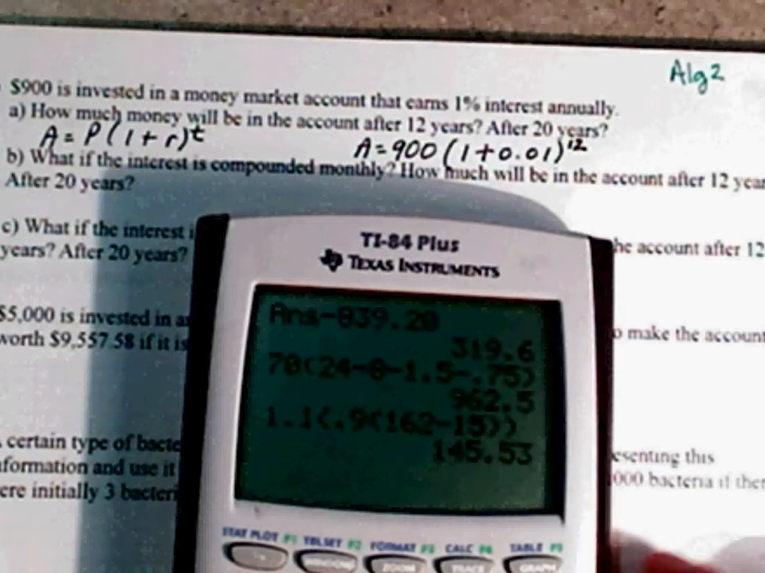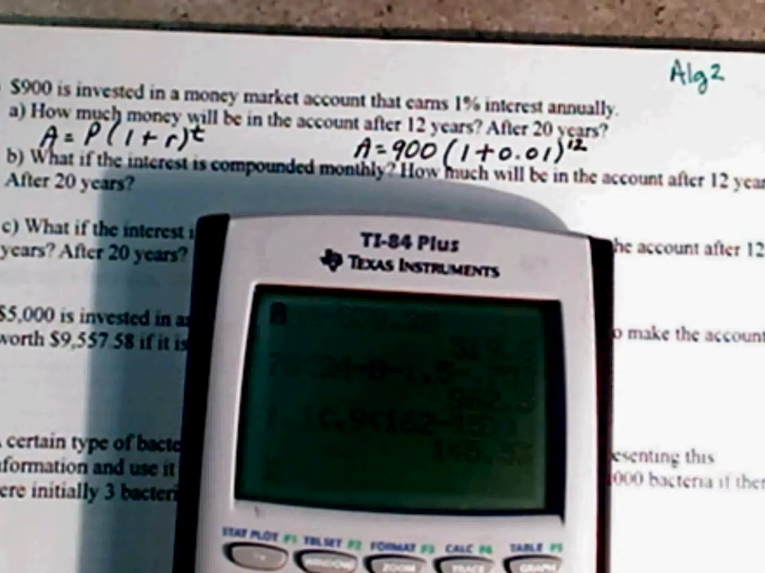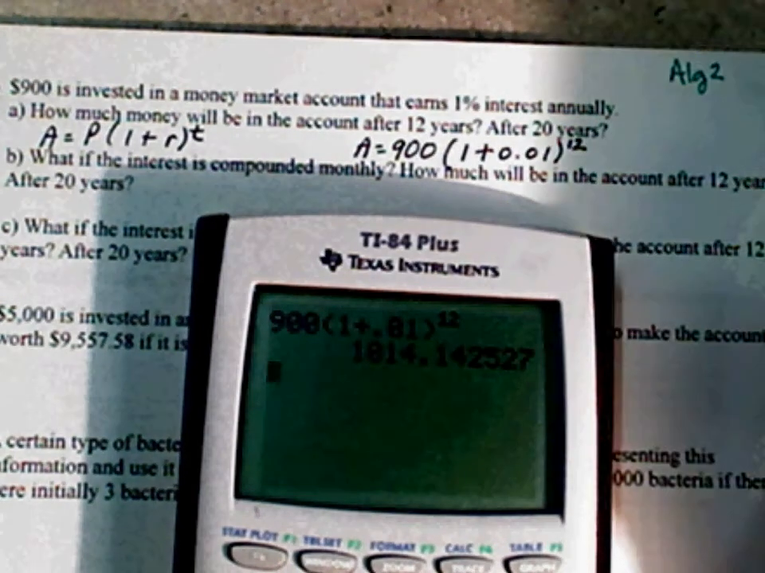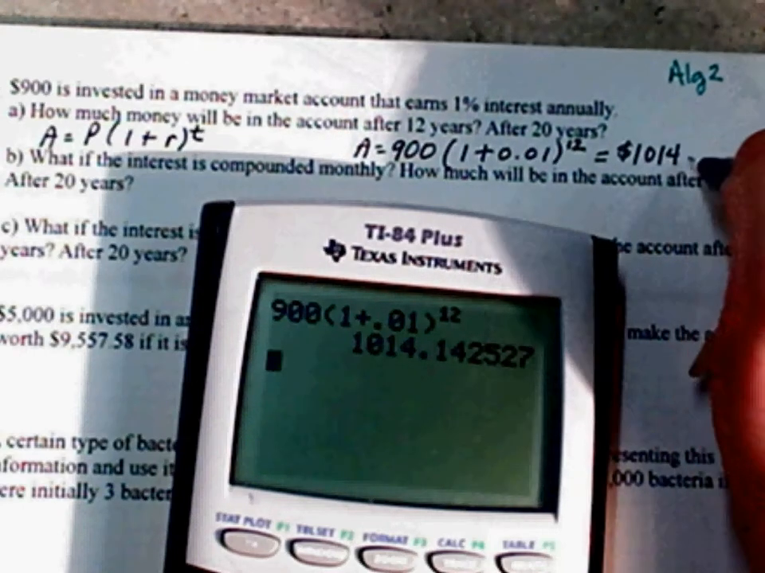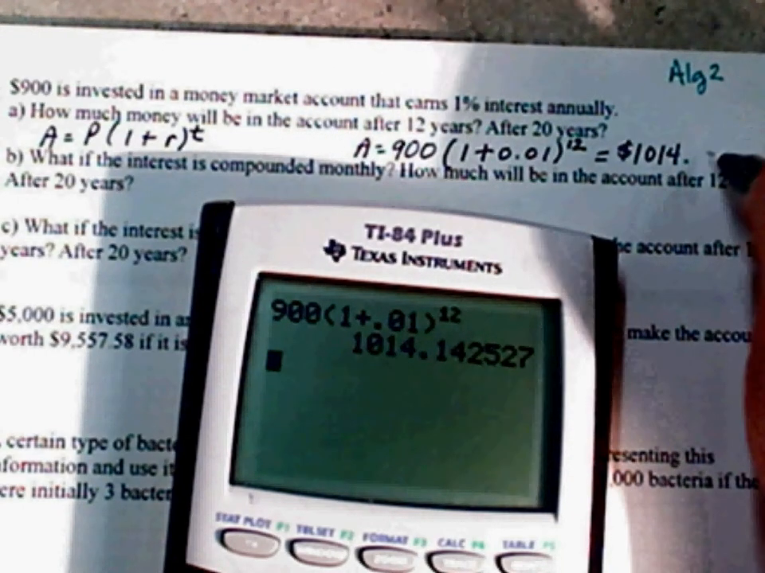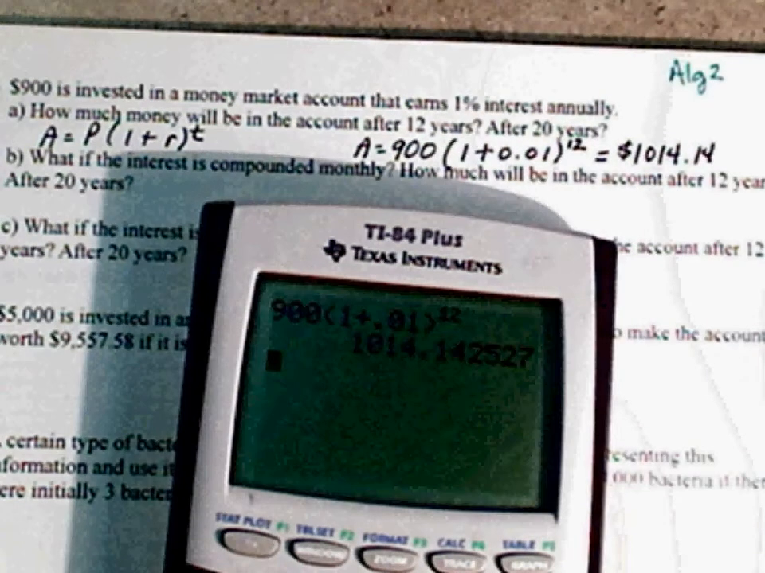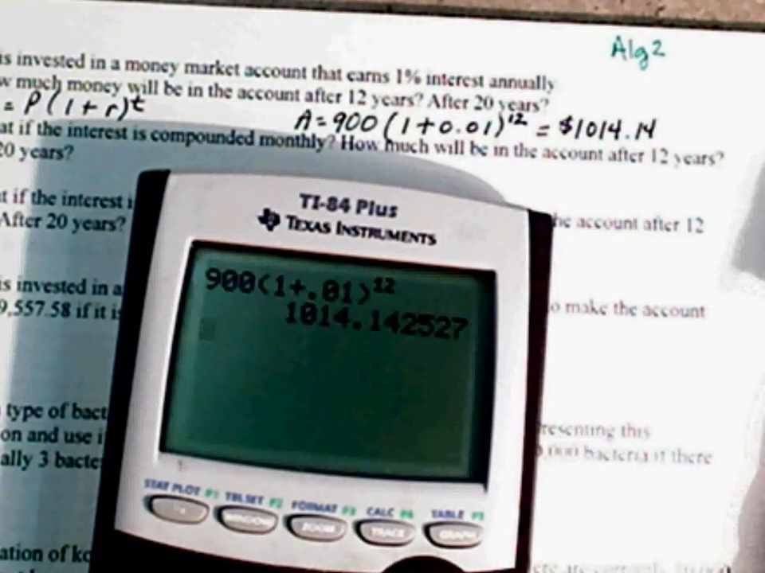Okay? So, 900, parentheses, 1 plus 0.01. A percent is always out of 100, raised to the 12th. So how much money is this person going to have? $1,014.14. Make sure you write the amount correctly. Okay? 2 decimal places when you have a cent.